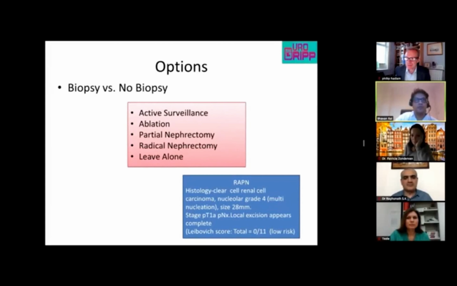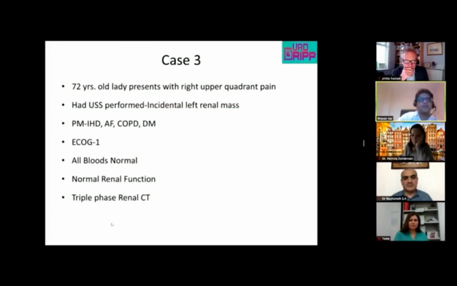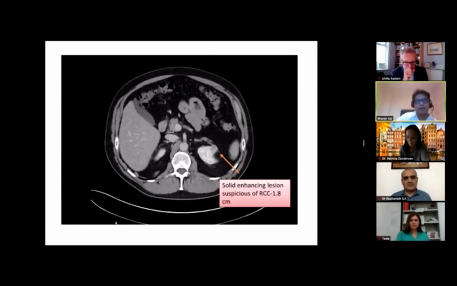So this patient's slightly different. This is a 72-year-old lady. She again presented very similarly. She's got ischemic heart disease, AF, COPD, and diabetes mellitus. Despite all of this, you'd still think that she's got a reasonable life expectancy. She's got an ECOG status of 1, but she's otherwise okay. And her scans look similar as well. It's not the best cross-sectional image, but I'll show you another image.